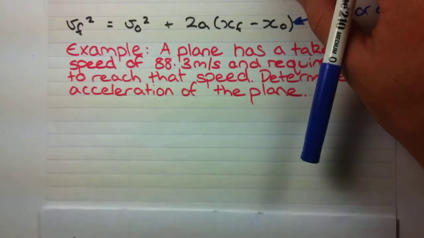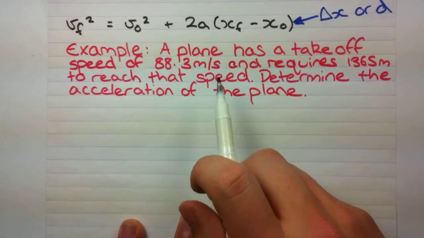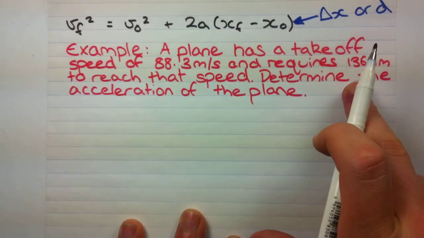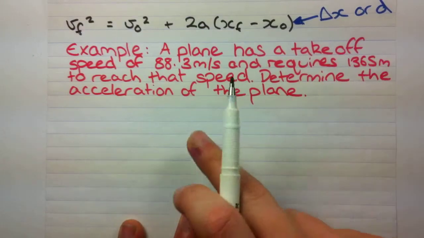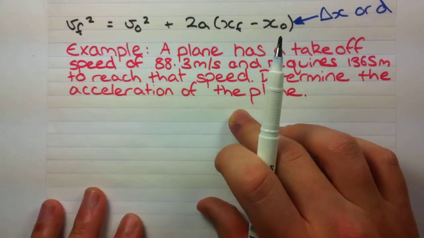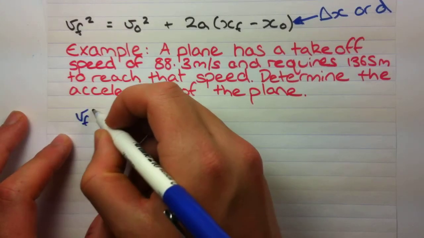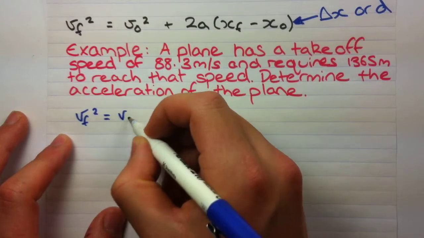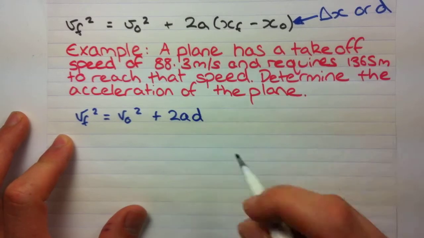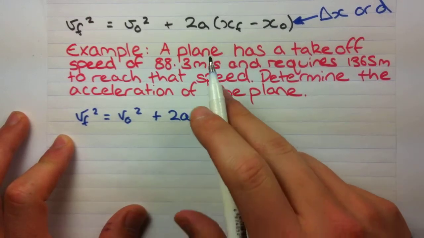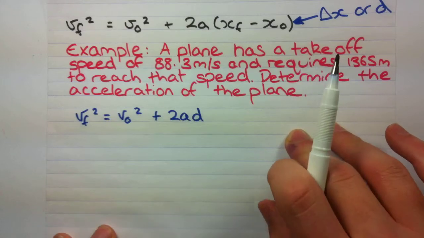So the example I've got for us here: a plane has a takeoff speed of 88.3 meters per second and requires 1365 meters to reach that speed. Determine the acceleration of the plane. Right, so this is the most complicated one we've done so far. You'll see why in a second. First thing starts exactly the same way. I'm just going to write d, because they've given us a d, not final and initial displacement, so that makes it a bit easier.